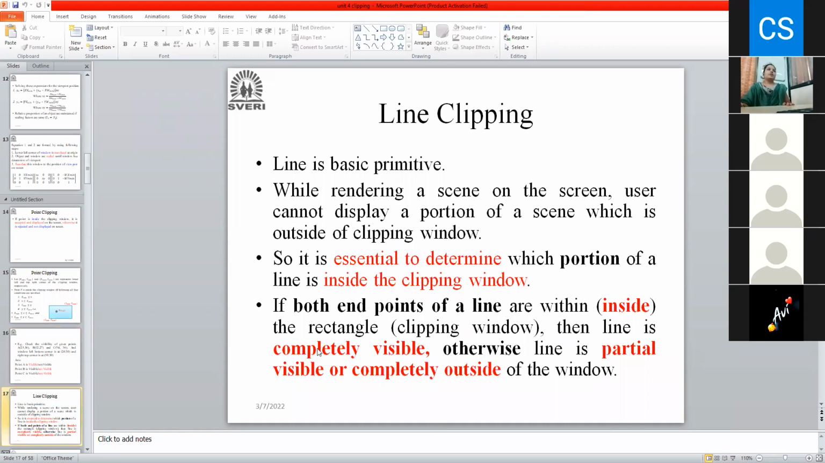So next point is line clipping. Wait for a second.